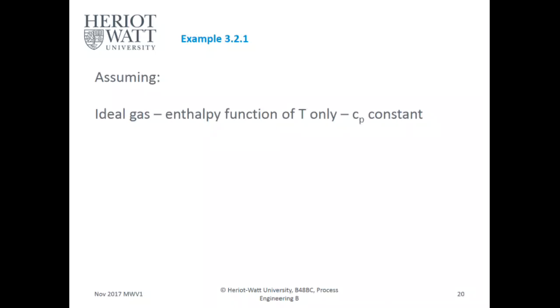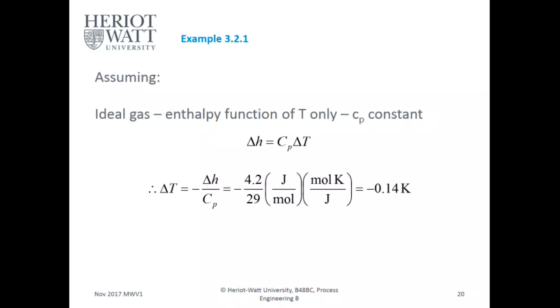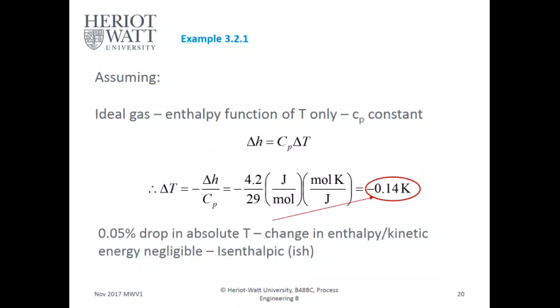Hence, assuming ideal gas, enthalpy is a function of temperature only, and Cp is constant. Remember, for ideality, we assume Cp is constant. So the change in enthalpy equals Cp multiplied by the change in temperature. Hence, the change in temperature is negative 0.14 Kelvin. That is a 0.05% drop in absolute temperature. So the change in kinetic energy is negligible. Hence, it's isenthalpic. So there is almost no change in temperature due to the kinetic energy.